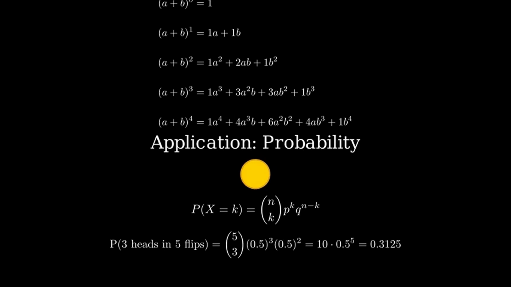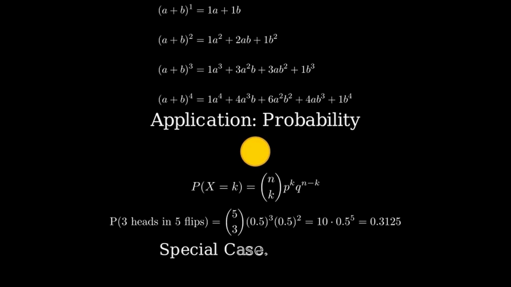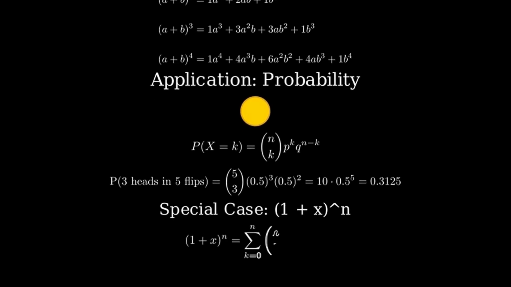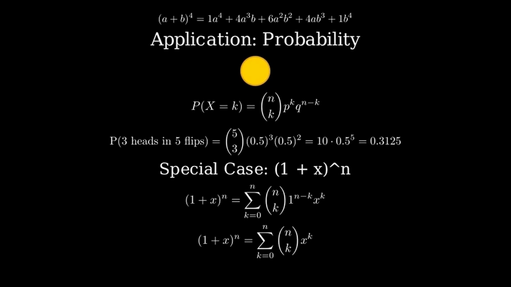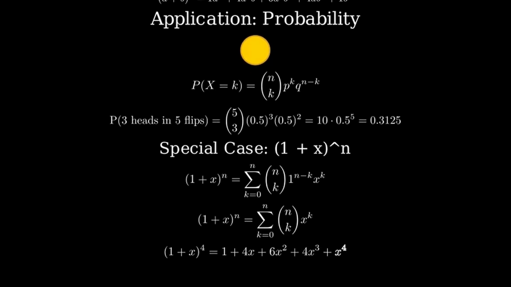A common form of binomial expansion is (1 + x)^n. Using the binomial theorem, we get the sum from k equals 0 to n of n choose k times 1 to the power of n minus k times x to the power of k. Since 1 raised to any power is 1, this simplifies to the sum from k equals 0 to n of n choose k times x to the power of k. For example, (1 + x)^4 equals 1 plus 4x plus 6x squared plus 4x cubed plus x to the power of 4.